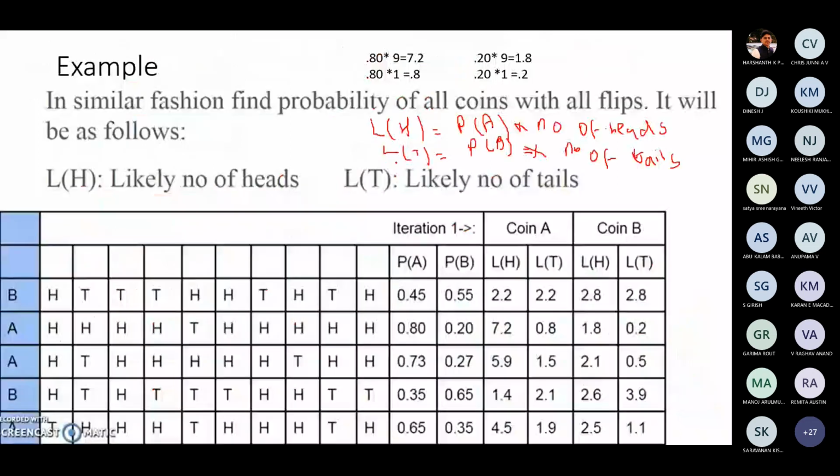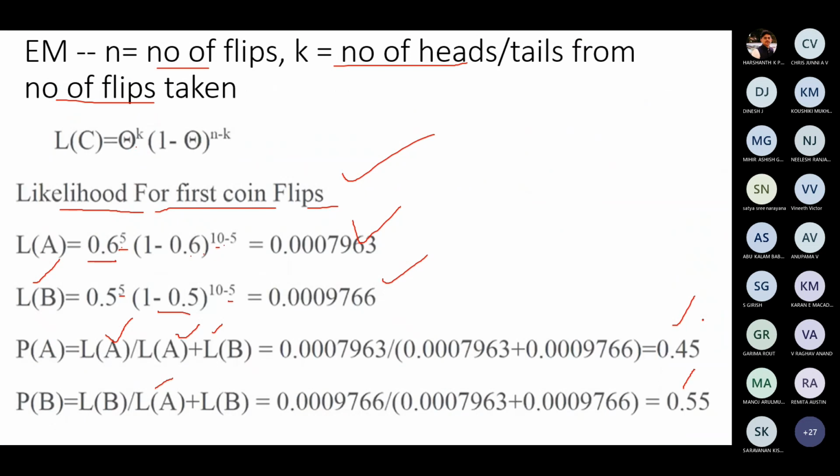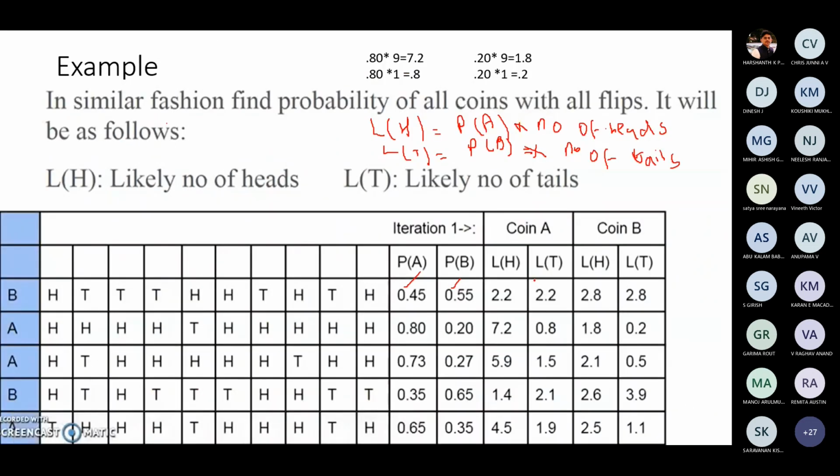Now in a similar fashion, we find the probabilities of all the coin flips. So this one for coin A. Can you see? I have done it for coin A. So 0.45 and 0.55. So we have got 0.45 and 0.55 for the probability of A and probability of B. Now for coin A, head and tail, for coin B, head and tail.